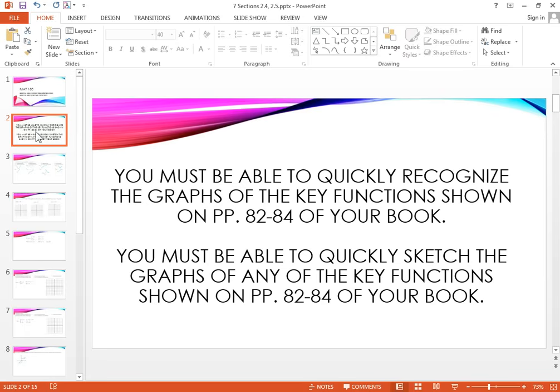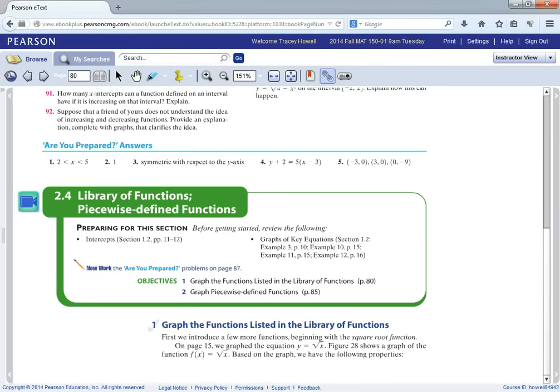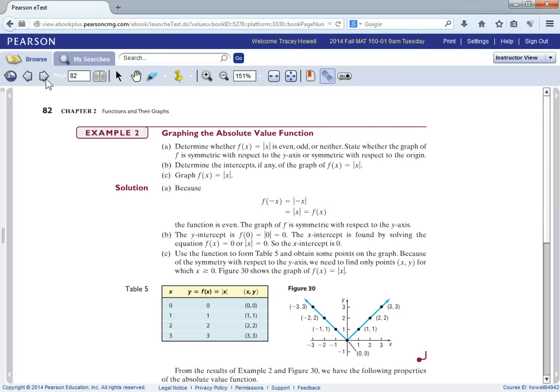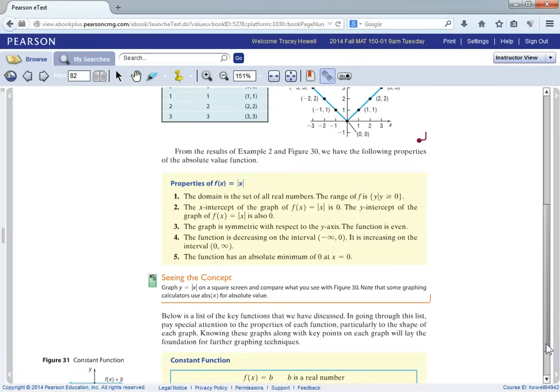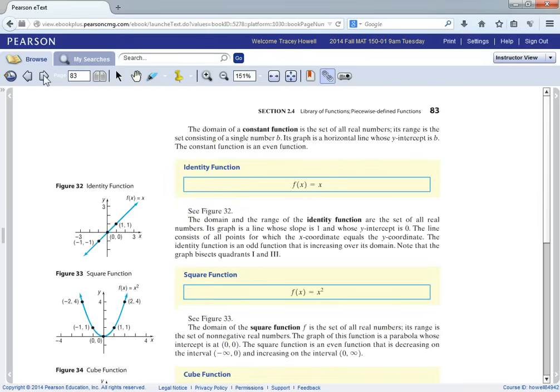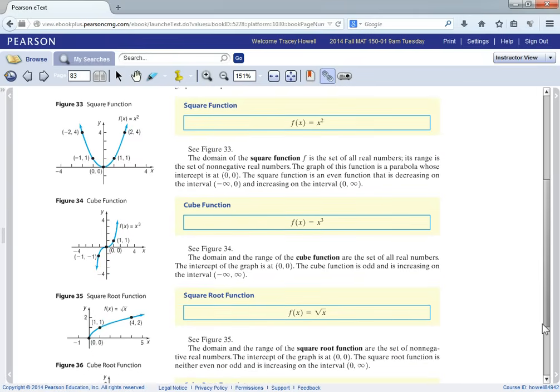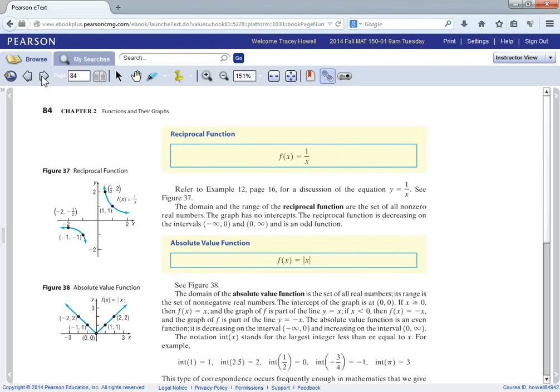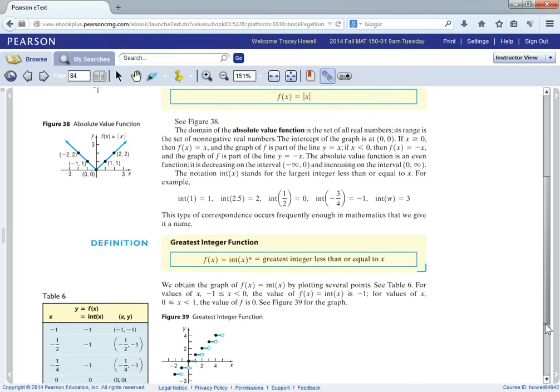I do want to show you the section in the book. So this is section 2.4, Library of Functions. They start with just going through some of the ones that they've talked about earlier, but if you'll turn over to page 82, starting down at the bottom with the constant function, these are the ones that they're calling the key functions, the base graphs that you have to memorize. I need you to know the constant function, the identity function, the square function, the cube function, square root function, cube root function, reciprocal function, absolute value function, and the greatest integer function.